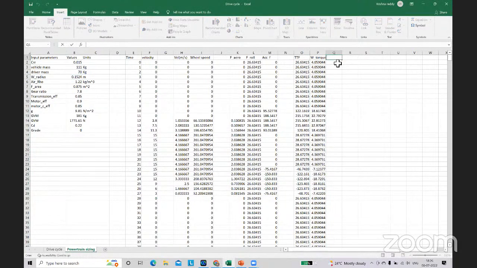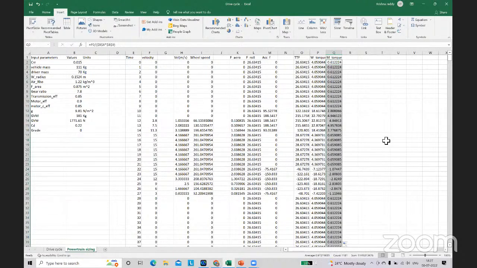So here I'm going to mention motor torque. We already know the equation: it is wheel torque divided by gear ratio multiplied with transmission efficiency. Here the efficiency value is going to vary, but we consider it as a constant value. So wheel torque divided by gear ratio multiplied with transmission efficiency. So I need to add dollar symbols, the same as before.